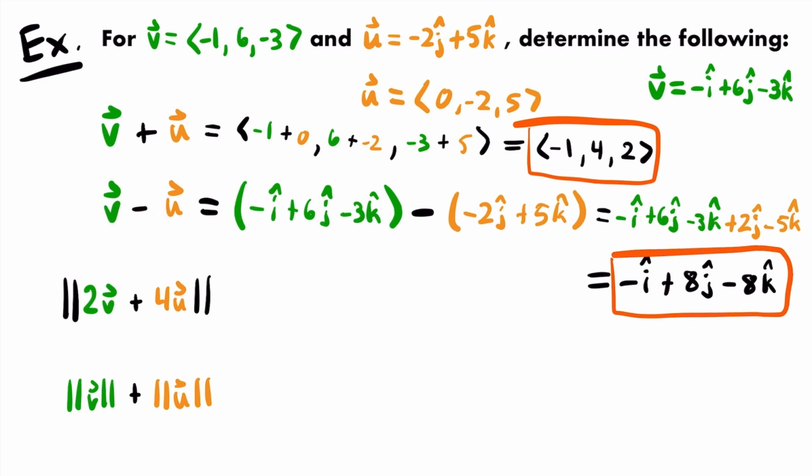And once again, you could also write it this way. You could have -1, 8, -8, by taking the coefficients of those terms and making them the x, y, and z components.